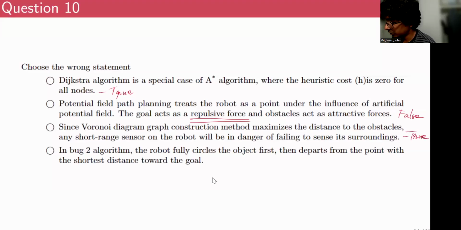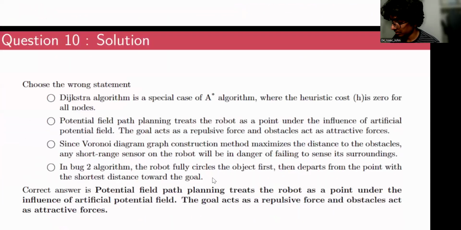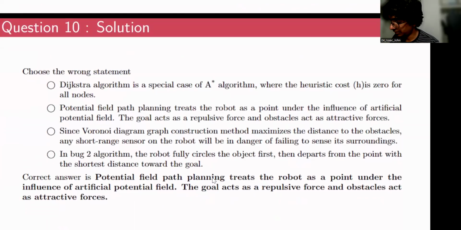And for this, in Bug2 algorithm, the obstacle fully circles the obstacle. That is false. It only fully circles the obstacle in Bug1. In Bug2, it tries to break away at the first line of sight to the next obstacle. So it appears that the wrong statements are option B and option D. Yeah, it only says option B, but both of these are actually wrong. So you should select these two answers.